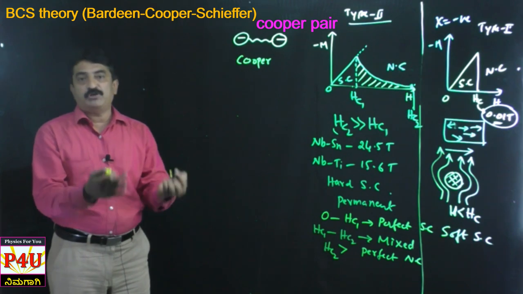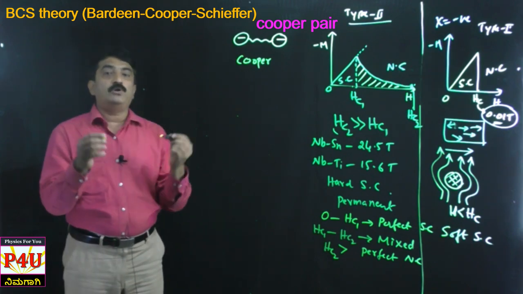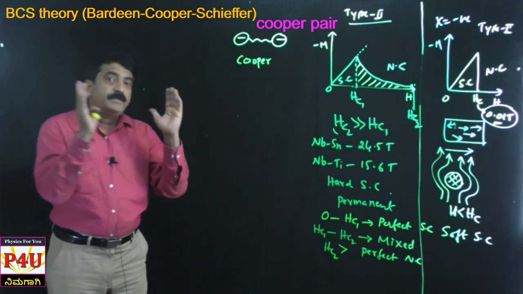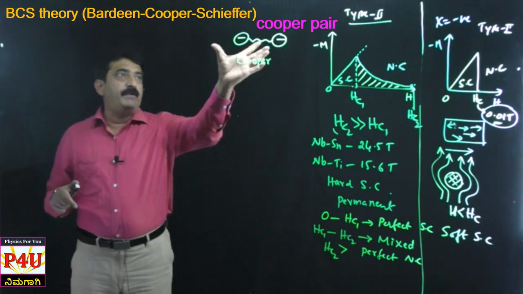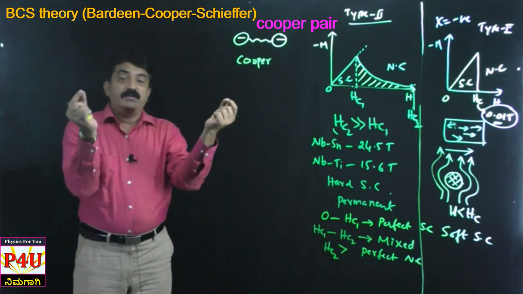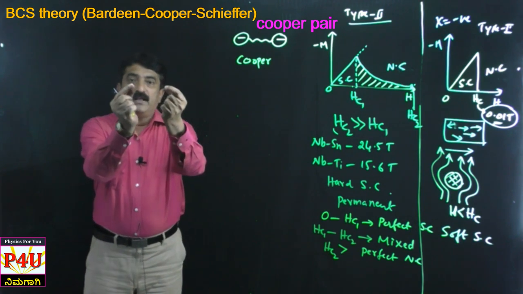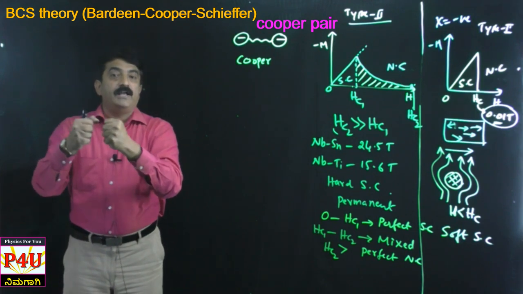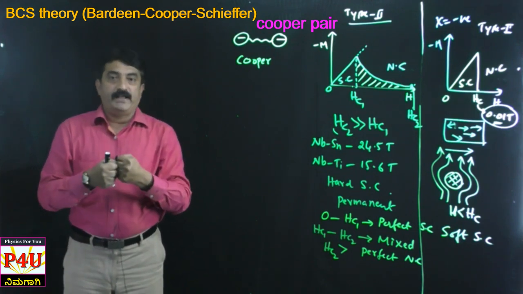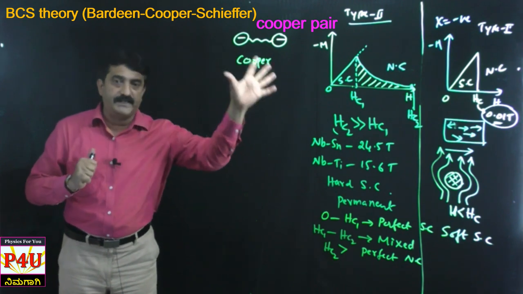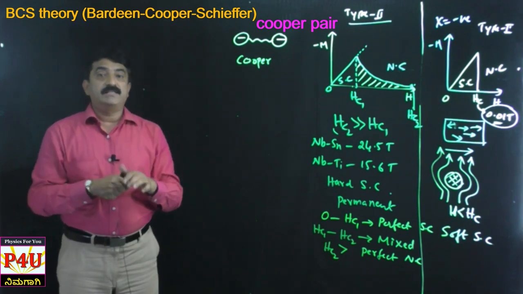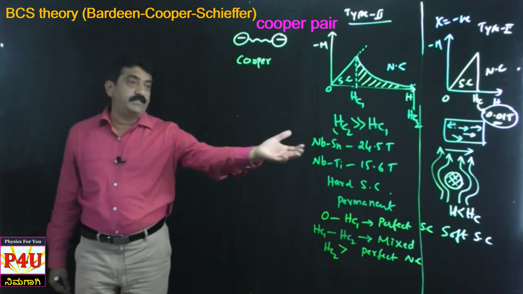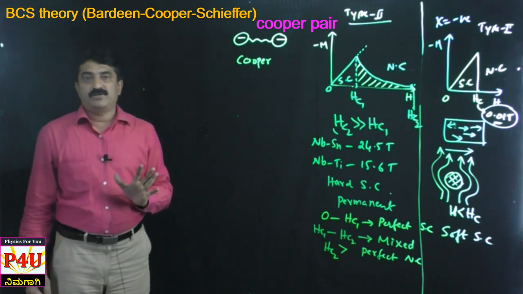Well, I will try my level best to explain how it is possible to make two electrons stay together. I am not saying that electrons are getting attracted; it appears to be attracted. My final intention is to make two electrons stay together. When they stay together and move together, it appears as if they are bonded together, as if they are attracted. That situation arises in a superconductor. How it arises, what condition is required, and if a Cooper pair is formed, how it explains zero resistivity and other things, let us try to understand.